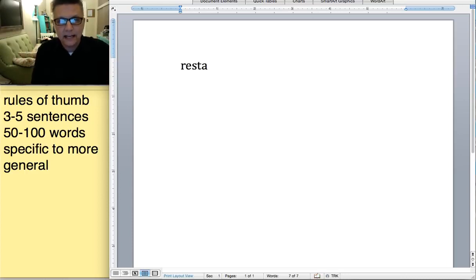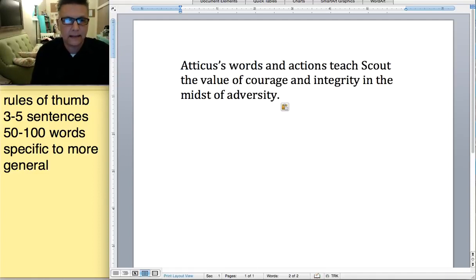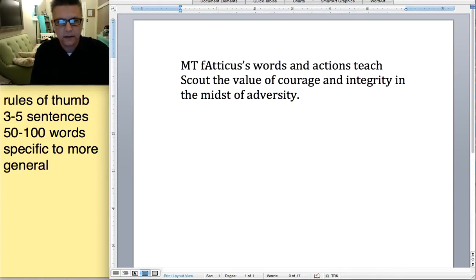You're going to restate the thesis. In other words, what has this whole essay talked about? So let's say your thesis at the beginning of your essay was something like this: Atticus's words and actions teach Scout the value of courage and integrity in the midst of adversity. All right, so that was your main thesis. This is from, obviously, To Kill a Mockingbird, and this is a thematic essay talking about Atticus's character, who is the main character in the book. So that would be our MT from the intro, right?